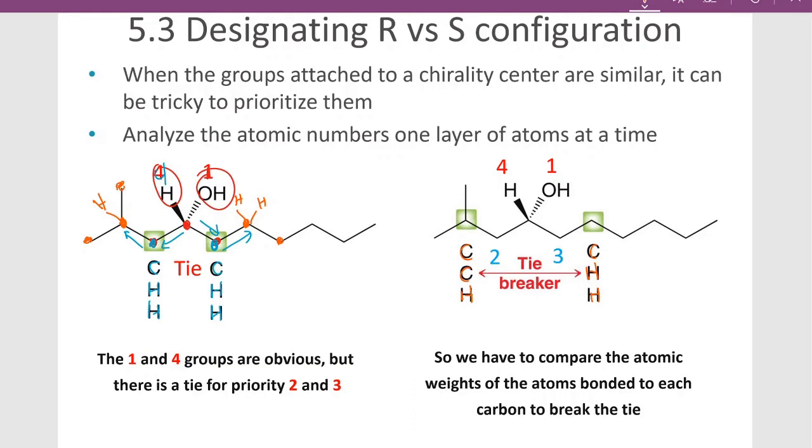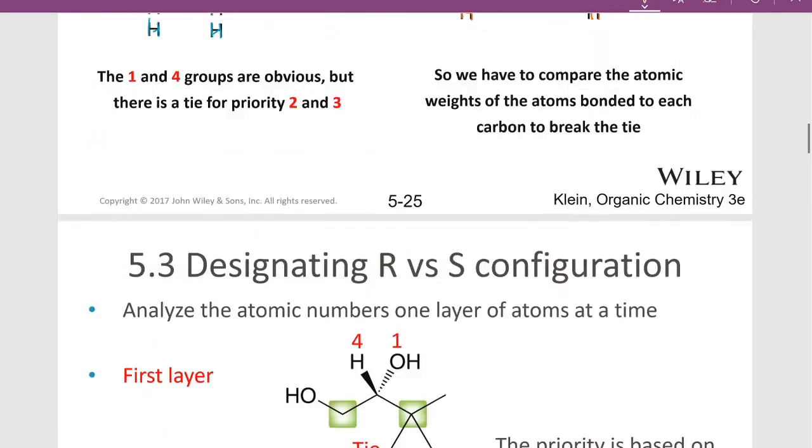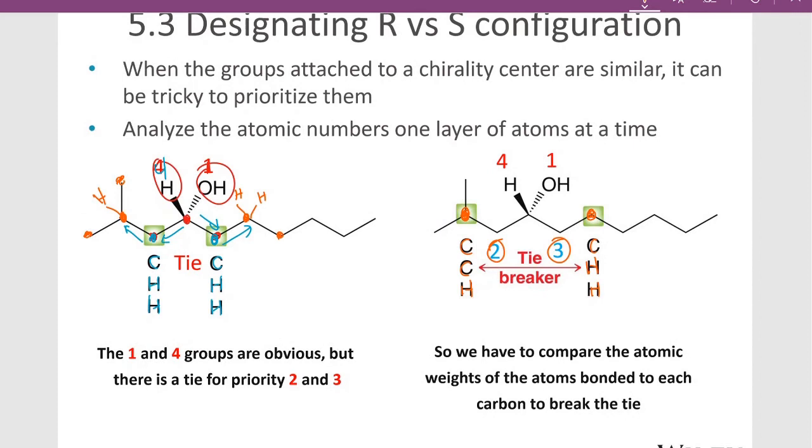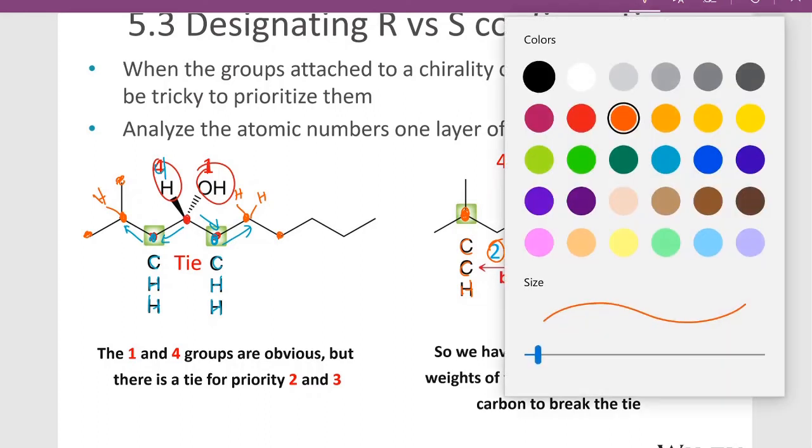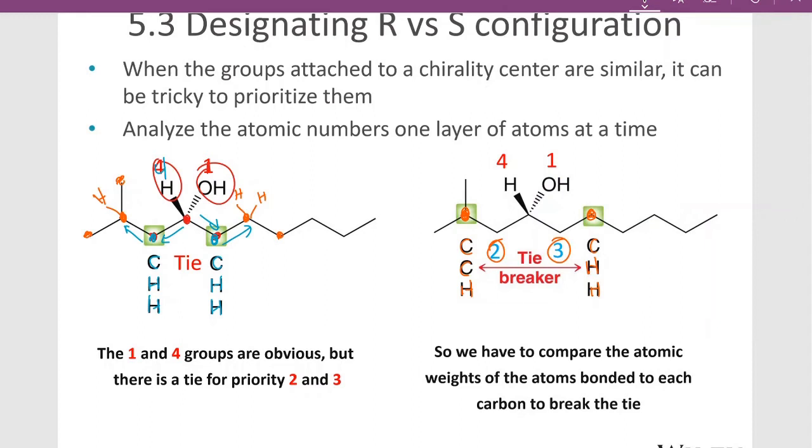Alright, so we found our first point of difference. This carbon, carbon, hydrogen is going to trump carbon, hydrogen, hydrogen, and therefore the right side is going to be higher priority than the left. This is actually still a little bit difficult because we have our lower priority group coming out at us, higher priority group going away. So we've got to flip this molecule over to determine whether it's R or S, and we don't have that done for us. So let me flip this molecule over.